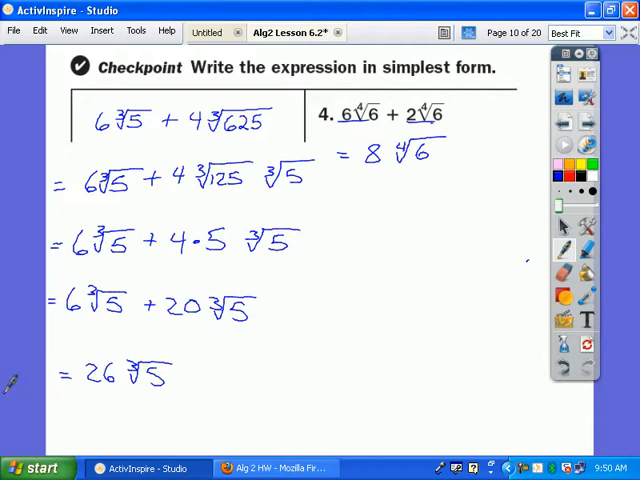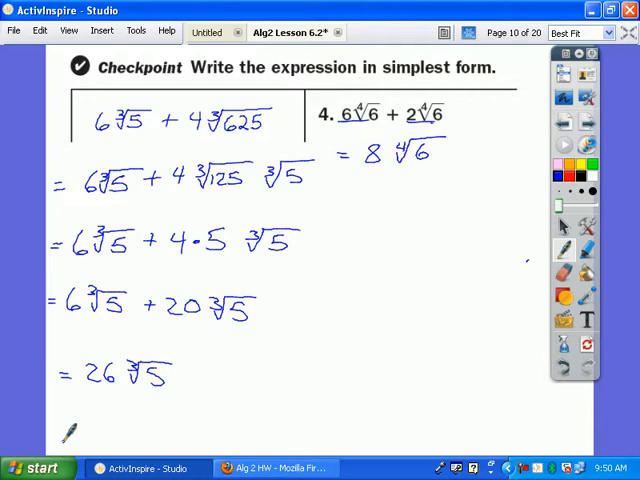And that's the process. So, to go back, we had to simplify the cube root of 625. So we looked for a perfect cube. We found it. The perfect cube is 125. The cube root of that is 5. Again, this is all multiplication here, so this is just 20. And now we can add. I have 6 cube roots of 5. I have 20 cube roots of 5. When I add them together, I get 26 cube root of 5.